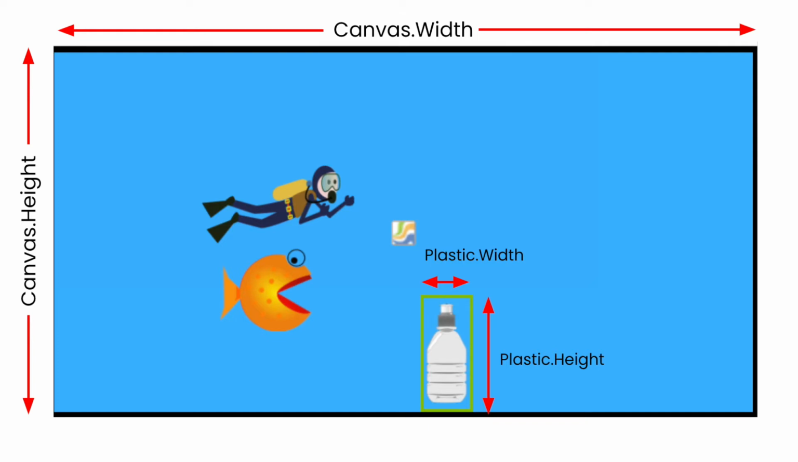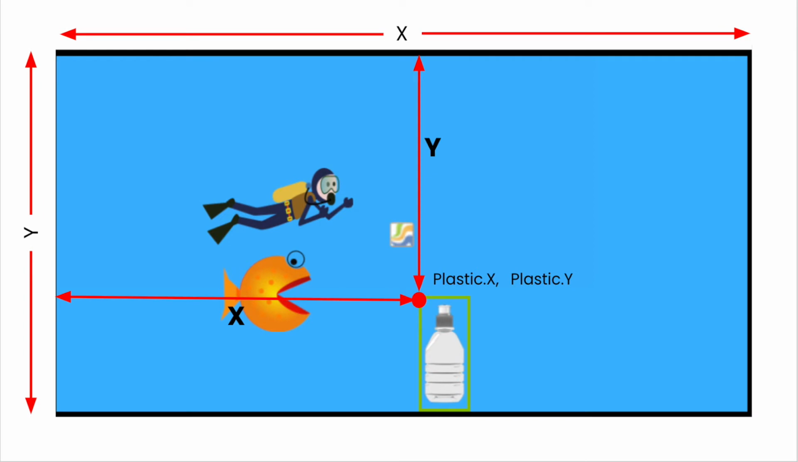And we'll be using a combination of the canvas's height and width and the image sprite's height and width as far as placing and arranging them on the canvas during the gameplay. Each image sprite has an X position and a Y position. The X position is its horizontal position, so how many pixels to the right from the left edge of the canvas, and then the Y position is how many pixels down from the top of the canvas.